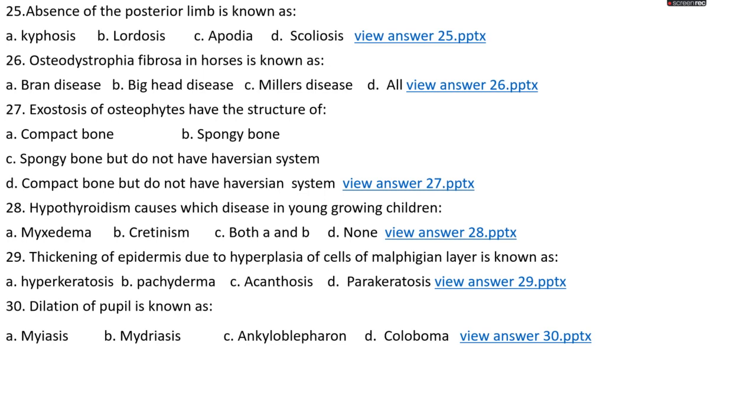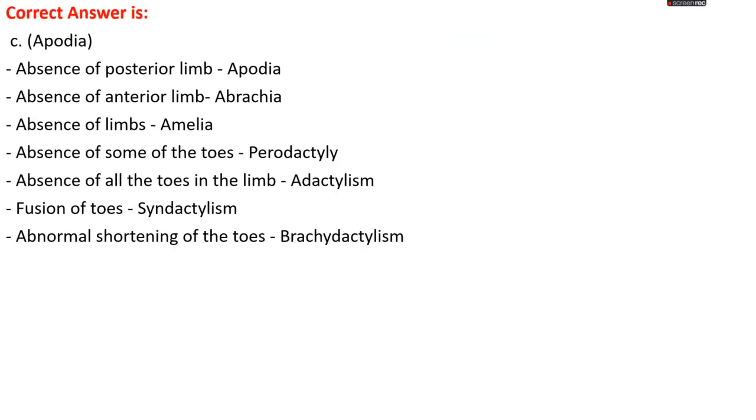Okay. Question number 25. Absence of the posterior limbs is known as option A, kyphosis, option B, lordosis, option C, apodia, option D, scoliosis. The right answer is option C, that is apodia. Absence of the posterior limbs is known as apodia.